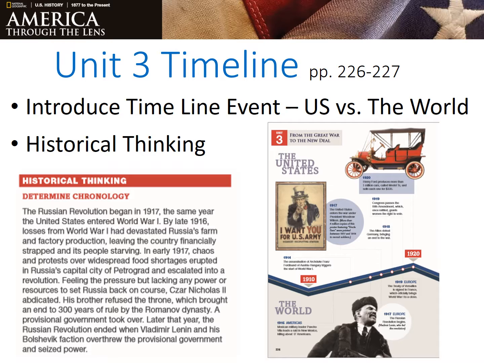The second part of the unit opener includes the timeline. This is a 2-part timeline showing events in the United States on the top part of the timeline and events of the world on the bottom. The teacher's edition walks you through instruction of the timeline, and understanding can be checked with the historical thinking question. A suggested answer for the historical thinking question is also provided in the teacher's edition.